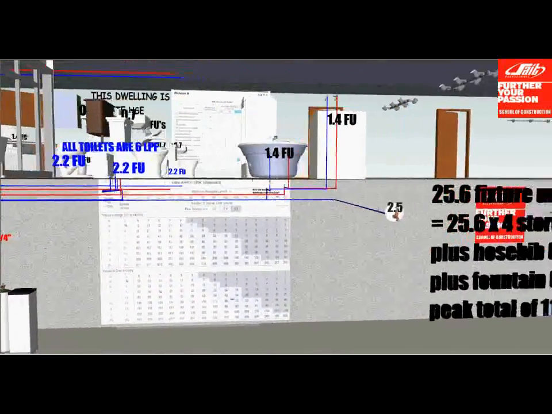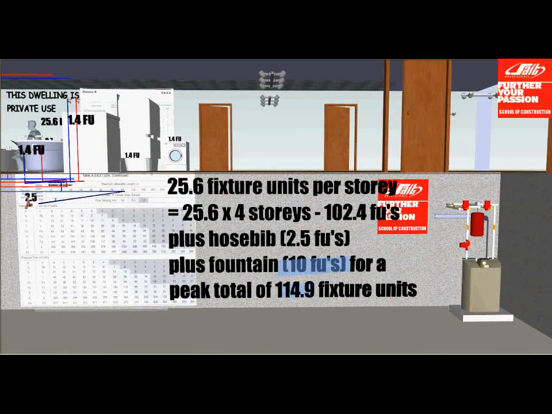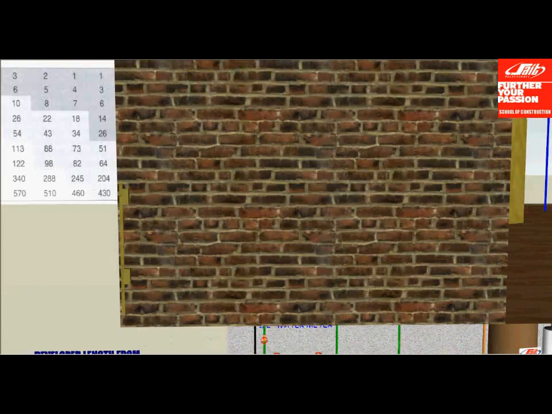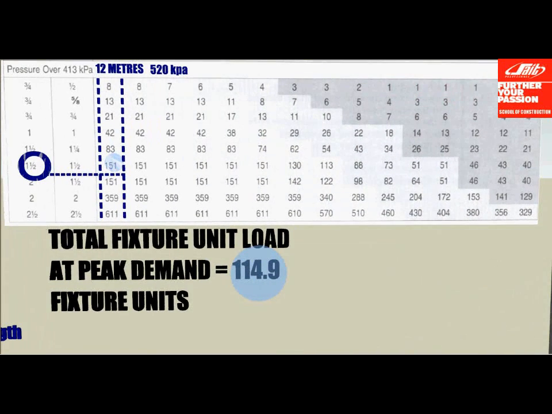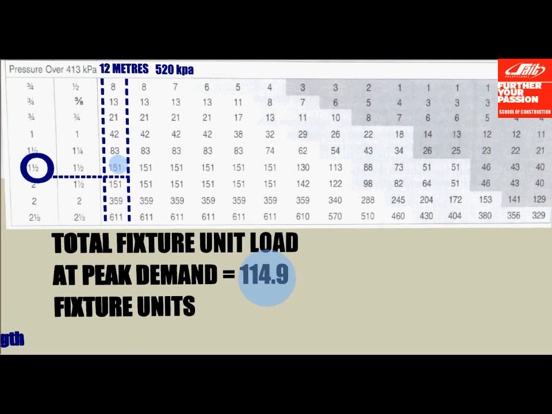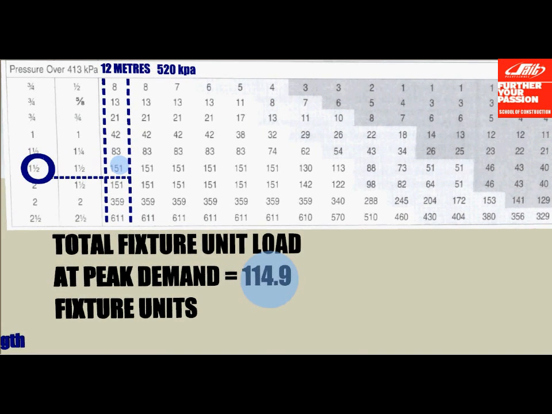In the original animation, we added up all the same stories of 25.6 fixture units to 102.4 fixture units, plus the hose bib of 2.5 fixture units. Now in this animation, we will add the fountain of 10 fixture units for a peak total of 114.9 fixture units. We will now re-examine the table to see if it affects the overall size of the water service and the water distribution entry pipe. As you can see, the overall size still remains the same of 1.5 inches.